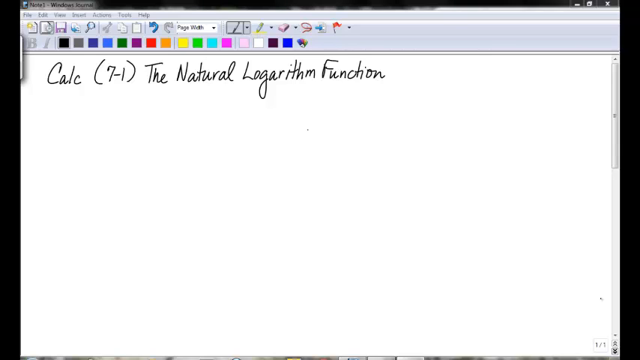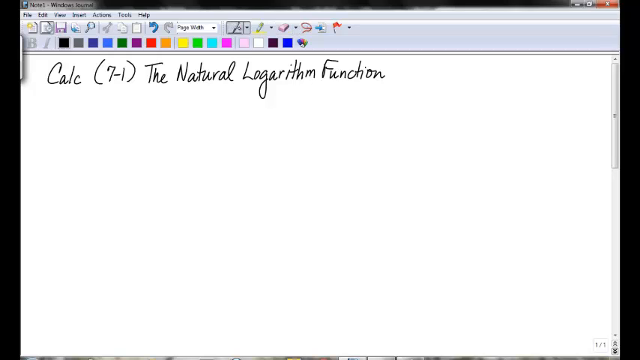Okay, so this will start the new notebook on chapter 7, and it's going to deal a lot with logarithms. And we've worked with logarithms before. We did a little bit with the natural logarithms. We did more with common logarithms, the LOG. But now in this chapter, we're also going to look at taking the derivatives and the integrals. Okay, so this will start a new notebook. And this one, just call it the natural logarithm function.